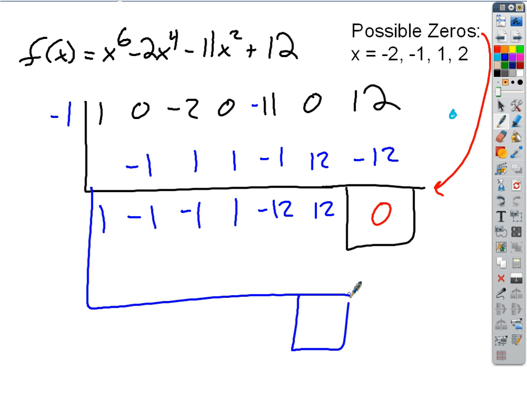But here's my question. You asked a good question earlier. Could a 0 be a factor more than once? Yeah, it could. So in other words, negative 1 might work again. So let's find out. Let's try it again. I'll put negative 1 in again, and either it's going to work or it's not.